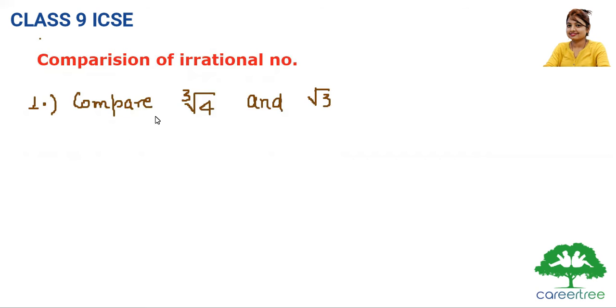So we can write the cube root of 4 as 4 raised to power 1 by 3, and the square root of 3 can be written as 3 raised to power 1 by 2. Now we can see that both these irrational numbers have different powers. Whenever you have to compare irrational numbers, you have to make the power of each pair of numbers the same, and then compare the numbers. Since the powers are different, 1 by 3 and 1 by 2, we have to make the power same.